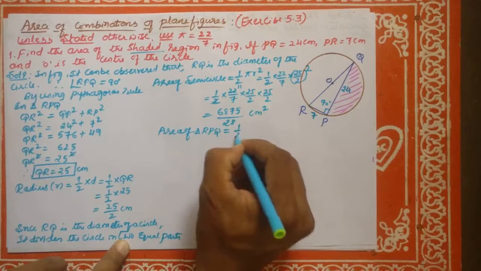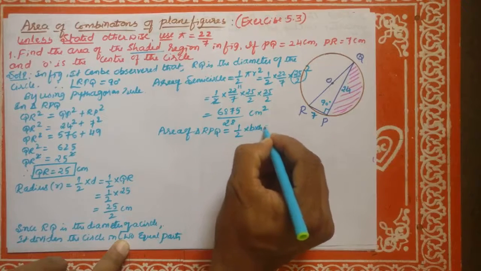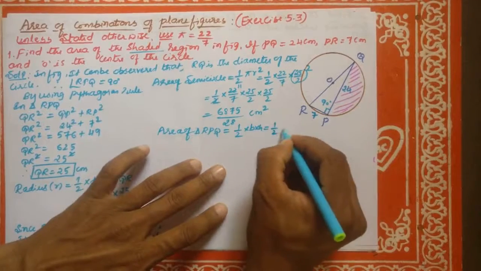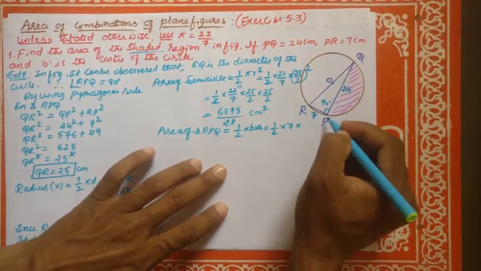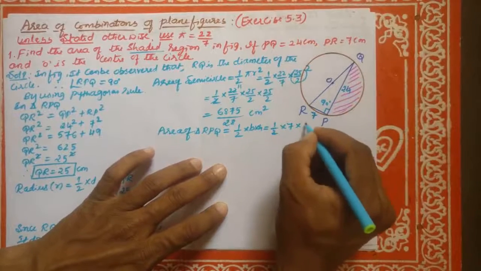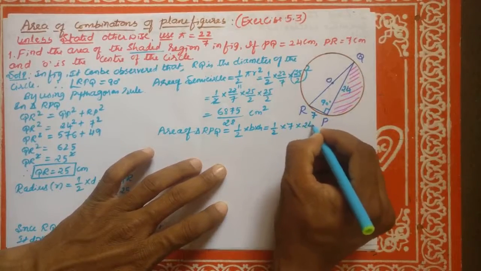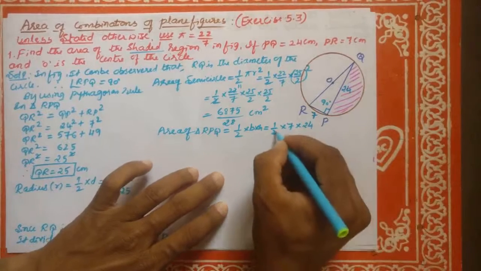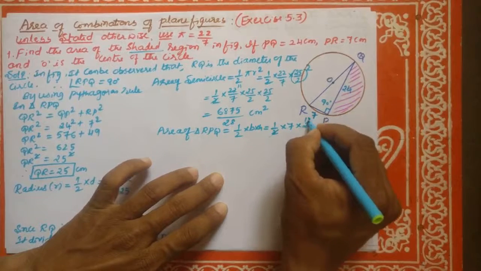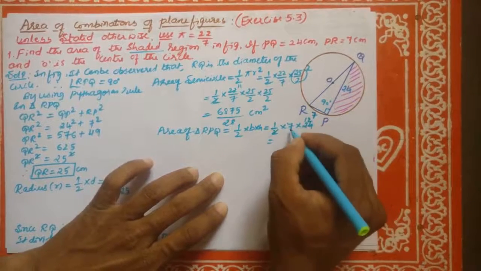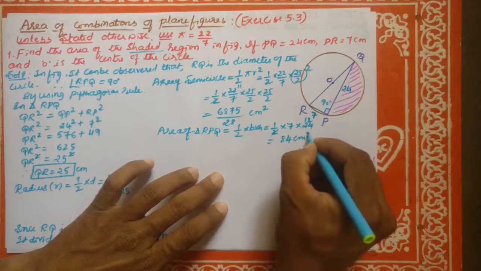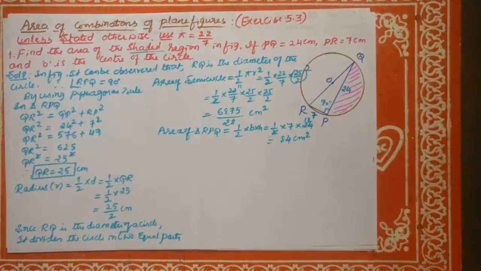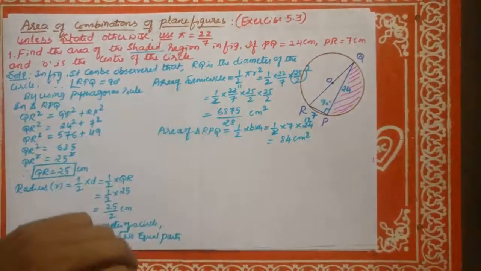Area of triangle RPQ is equal to half into base into height, that is half into base is 7 centimeter and height is QP, that is 24. 2 ones are 2, 2 12s are 24. Therefore, here 12 sevens are 84 square centimeter. Area of triangle is completed. Now finally, area of shaded region we need to find out here.